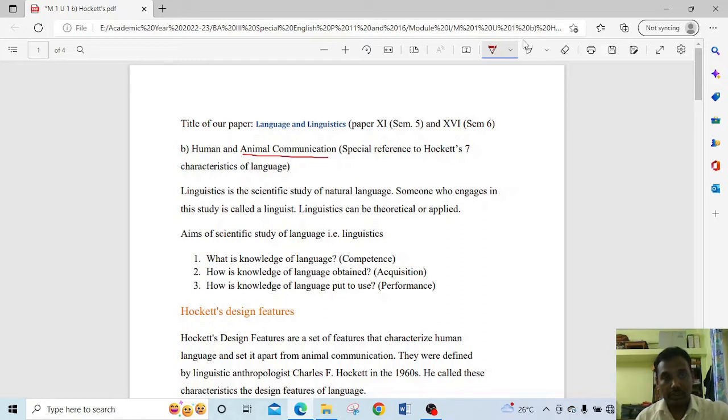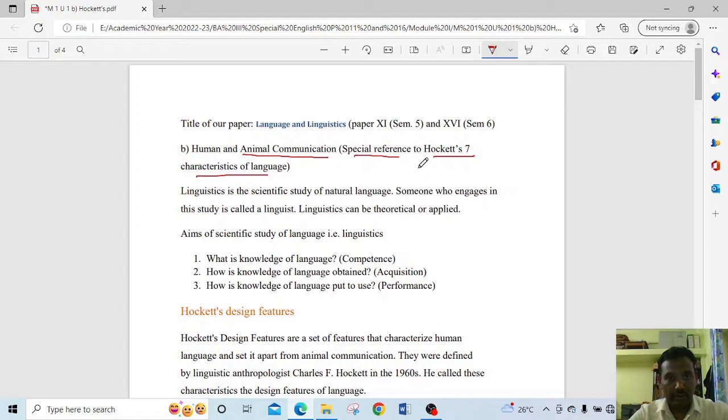Now, in your module, first B part, you have this unit, that is human and animal communication system, and in brackets there is a sentence, with special reference to Hockett's characteristics of language. So Hockett was a linguist and he gave certain features of language. Out of those features, we have to study 7 features.